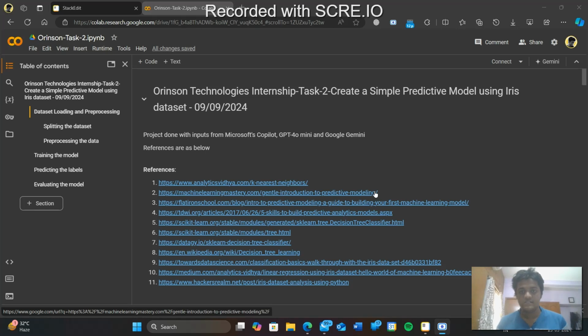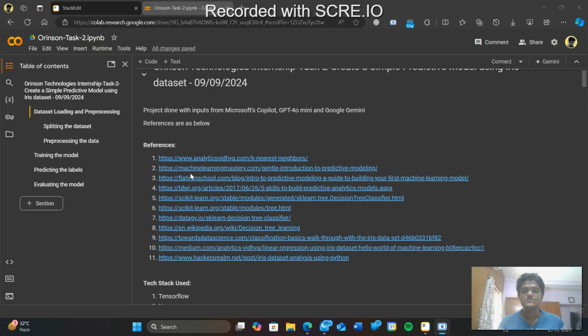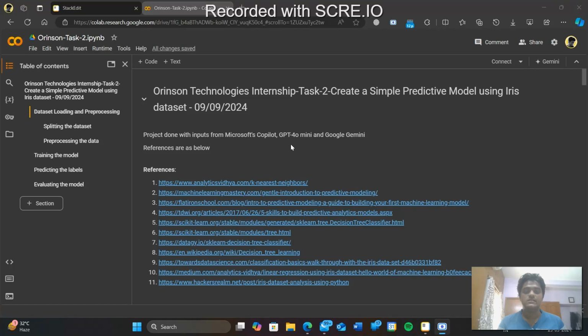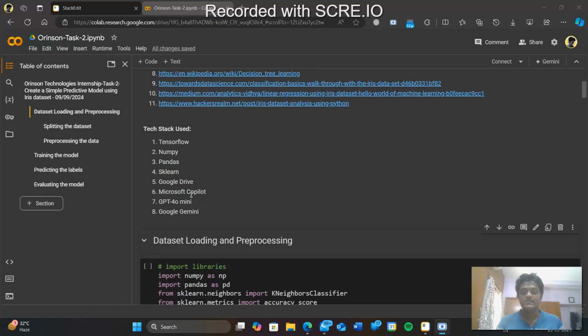Hi, my name is Aditya, and this is Task 2 of the Orinson Technologies internship. The task is to create a simple predictive model using the Iris dataset. This project is done with inputs from Microsoft's Copilot, GPT-4 Mini, and Google's Gemini. And this is the tech stack used.